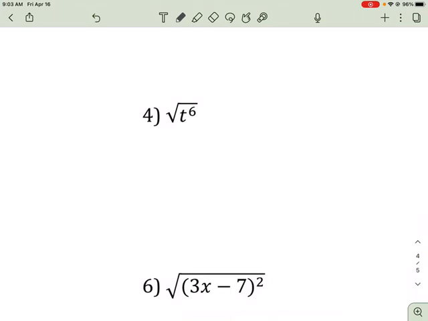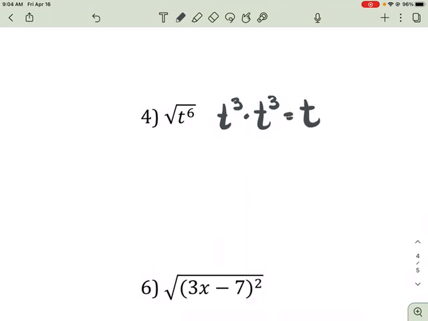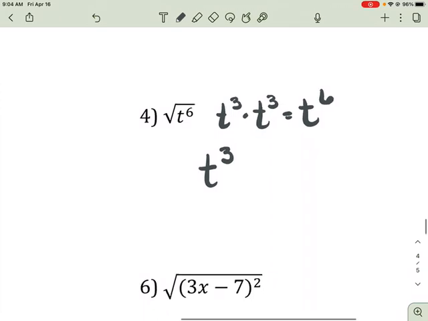Now, square root of t to the 6th. What value of t multiplied by itself gives you t to the 6th? Well, that's going to be t cubed, because t cubed times t cubed is t to the 6th. Add your exponents. So t cubed is our answer. Can we guarantee t cubed is going to be a positive number? Nope. So I'm going to put it in absolute values.